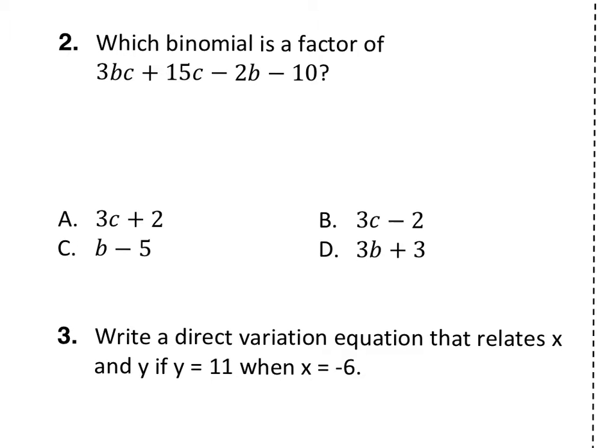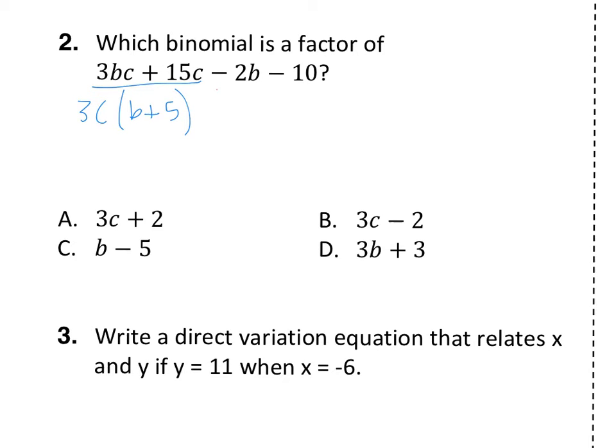Let's take a look at number 2. Which binomial is a factor of 3bc plus 15c minus 2b minus 10? So this has 4 terms here, so we need to use factor by grouping. I'm going to leave the terms as they are because I know with the 3bc and 15c I can factor out a 3c. So here I would factor out a 3c, then undistribute, and get b plus 5.